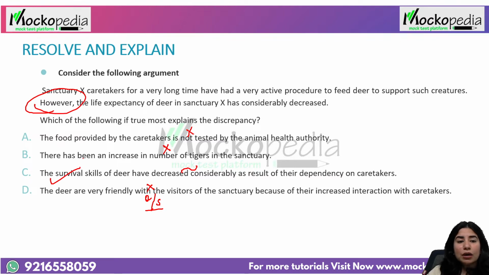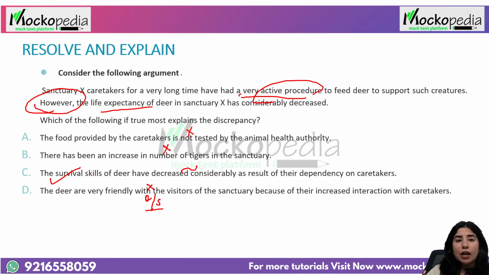Right. So why not A? Because the argument is already saying that they have active procedure. So the food provided or tested is irrelevant. The number of tigers increasing, so life expectancy, that is your ability to deal with things, right? It is not because of the existence of wild animals around. And we are not so interested in how the nature of deer has changed towards visitors.